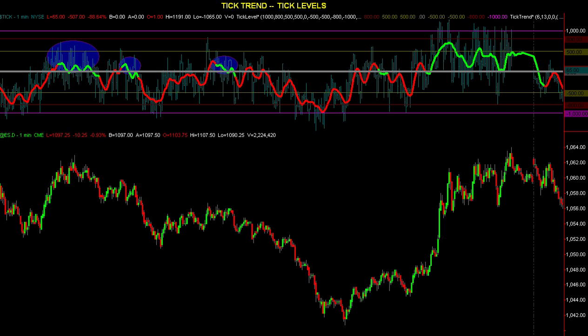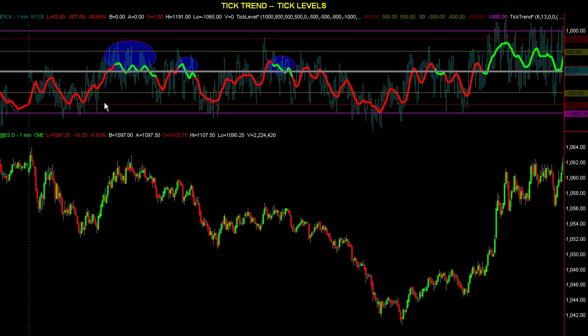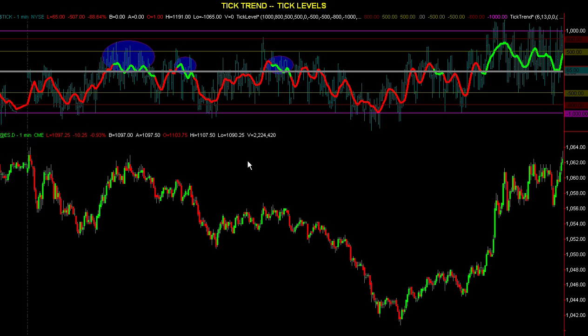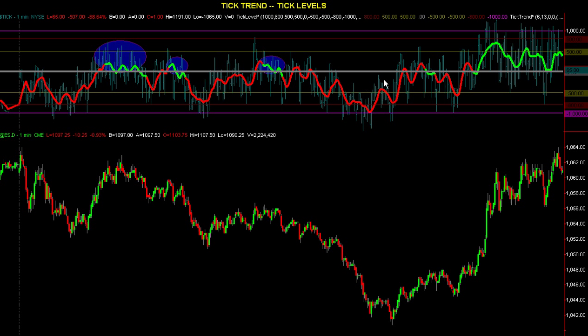So that's how I would suggest using the ticks. If you're using ticks already, then see if this is something that resonates with you. If you haven't used ticks at all, I would recommend using them in the fashion as I mentioned. There are a couple of ways you could use the ticks with the tick trend and tick levels.